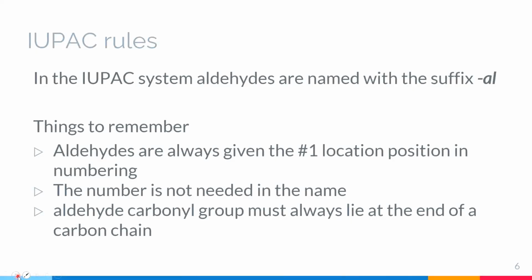In the IUPAC rules, aldehydes are named with the suffix al. And things to remember, aldehydes are always given the number 1 location position in the numbering. So when you start counting, aldehydes are always prioritized to be counted as number 1. And the number is not needed in the name because, of course, aldehydes are number 1. And aldehyde carbonyl groups must always lie at the end of the carbon chain. So they cannot be in between. They have to be in the edges, in the end.